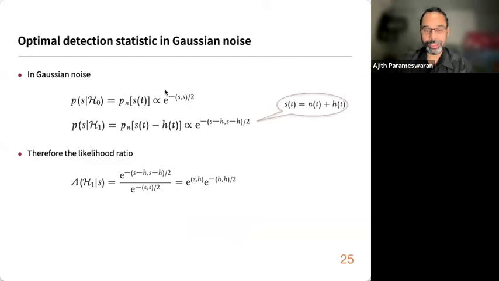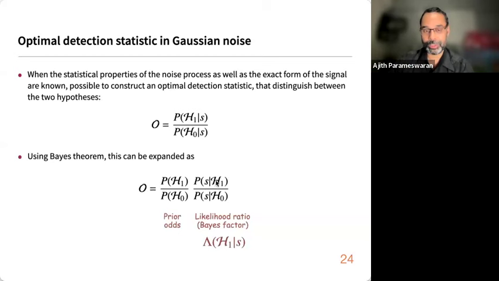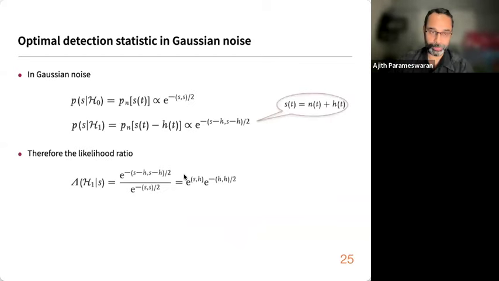Remember it's P of S given H1 and P of S given H0. Now, what is P of S given H0? That is asking, if your data contains only noise, what is the distribution of that? It's something we derived earlier. We used X before, and it is exponential of minus the inner product of S with S itself divided by 2. So that is the likelihood of the data being just pure noise, or the likelihood of the null hypothesis.